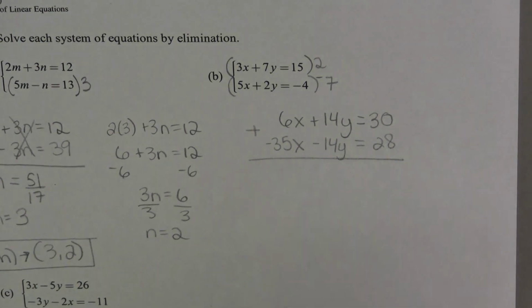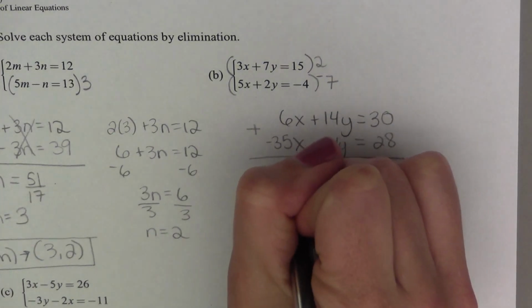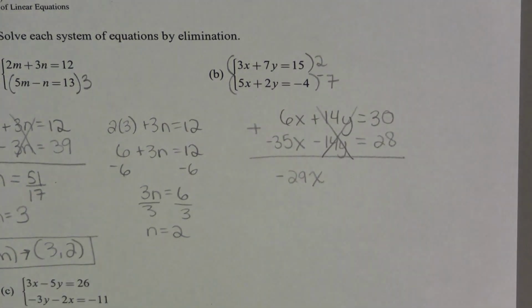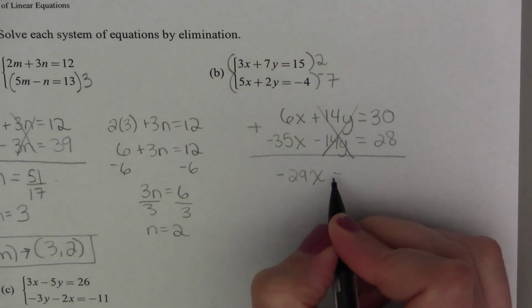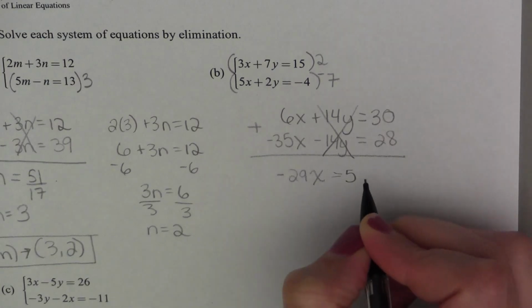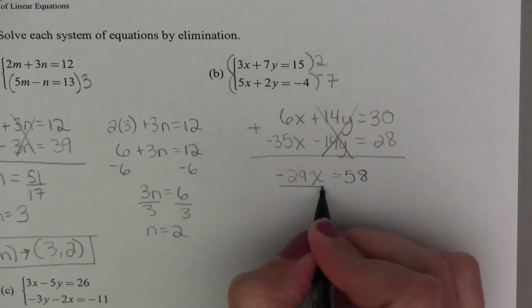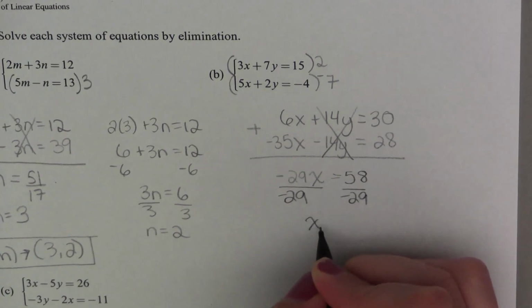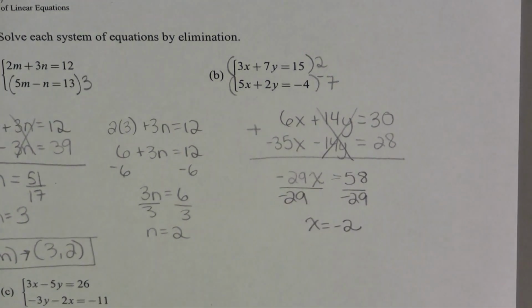So 6 plus negative 35 will give us negative 29x. Our y's are eliminated. 14 plus negative 14 equals 0. Add those for 58. Work to get x alone, divide by negative 29, and we'll get x equals negative 2.